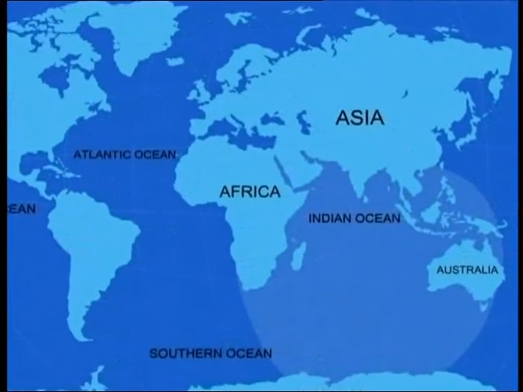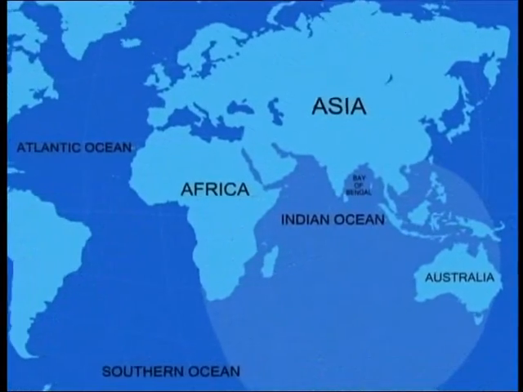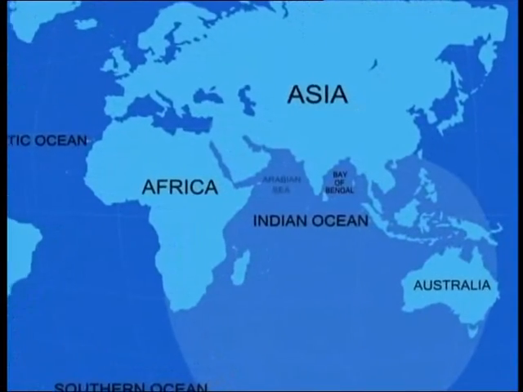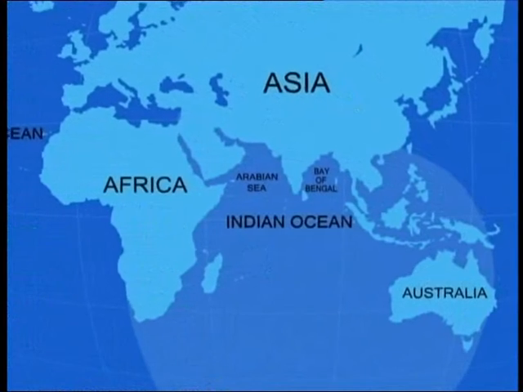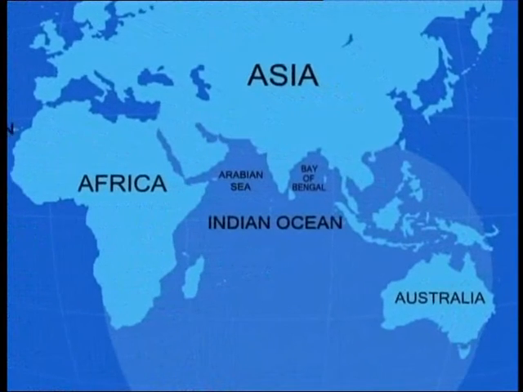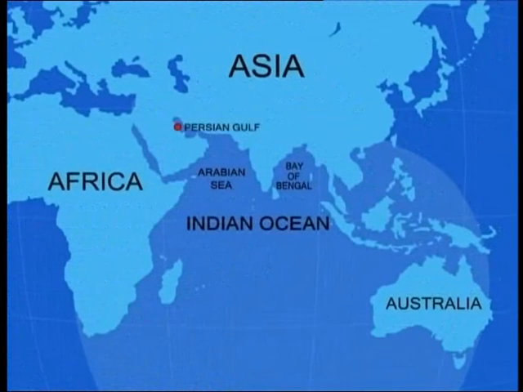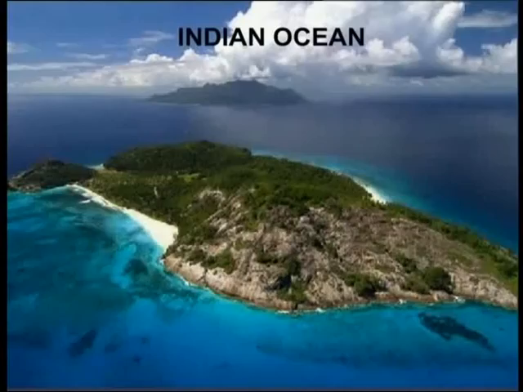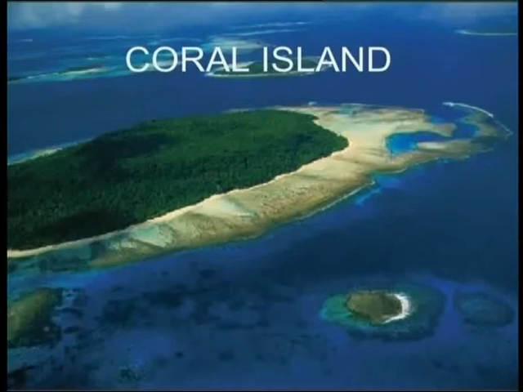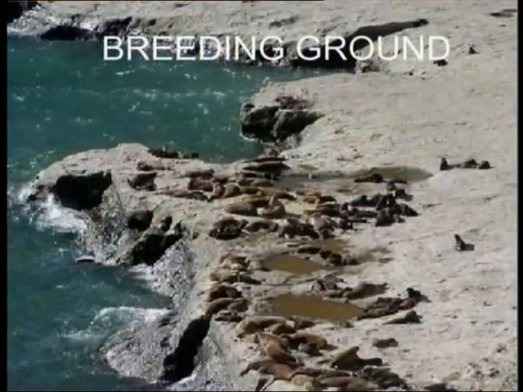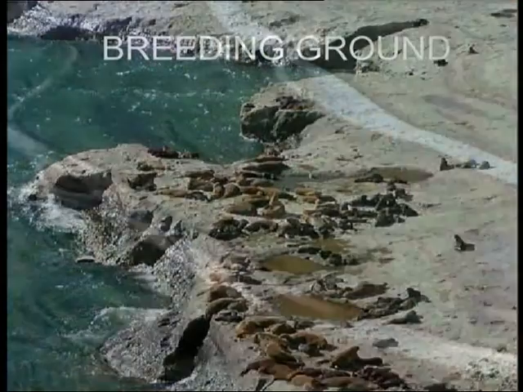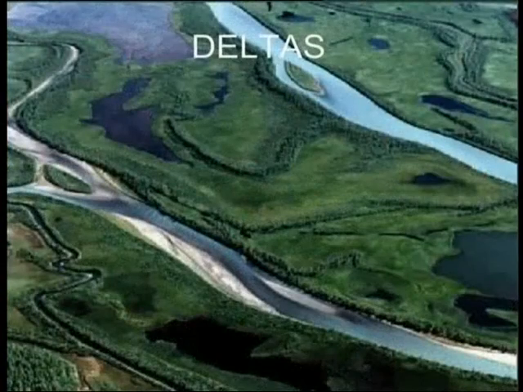The ocean narrows towards the north and is divided by the Indian Peninsula into the Bay of Bengal on the east and the Arabian Sea on the west. The Arabian Sea sends 2 arms northward, the Persian Gulf and the Red Sea. The wonders of the Indian Ocean include coral islands, Antarctic breeding grounds, and giant river deltas.